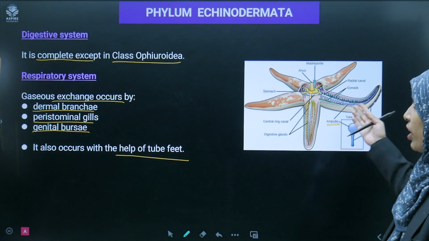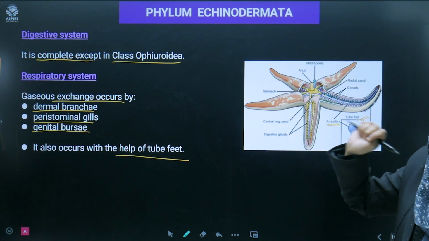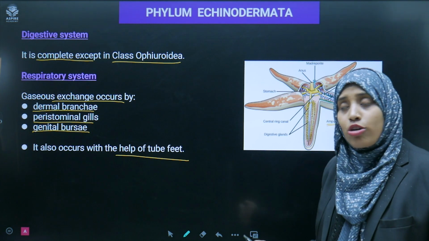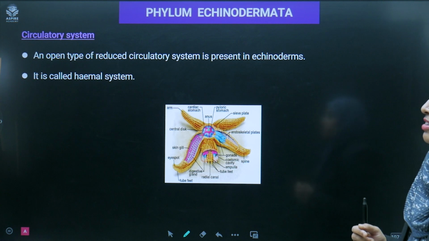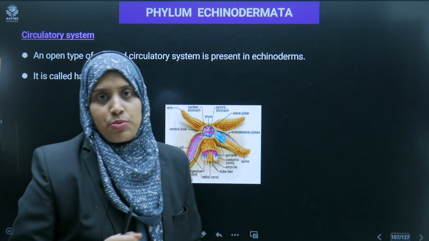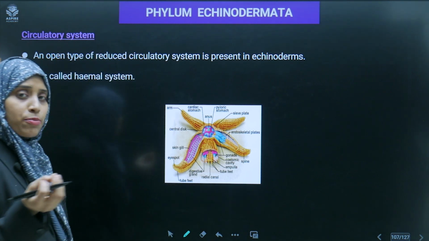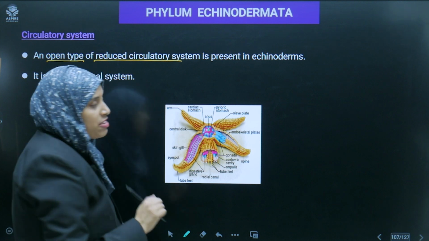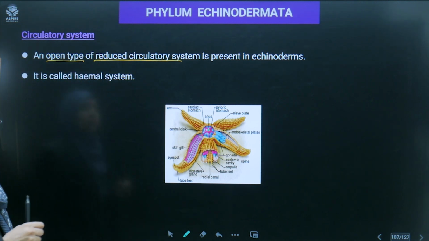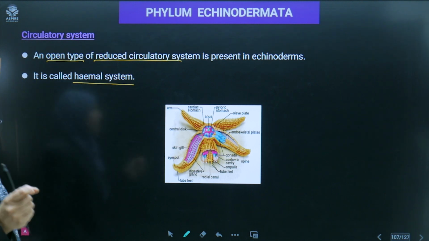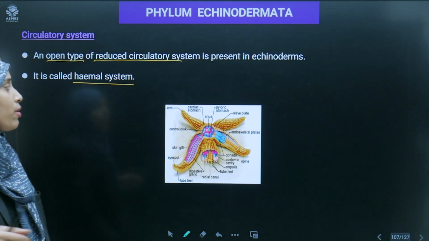Now, in this way, you can see the digestive system is there, the respiratory system is there, and other systems are also present. A circulatory system, an open type of reduced circulatory system, is present. So the circulatory system is there, but what kind? Open type. A reduced circulatory system is present in echinoderms. It is called the hemal system. What do we call this reduced circulatory system? The hemal system.